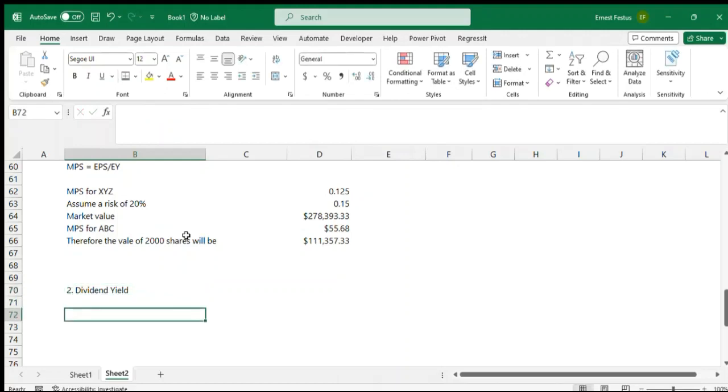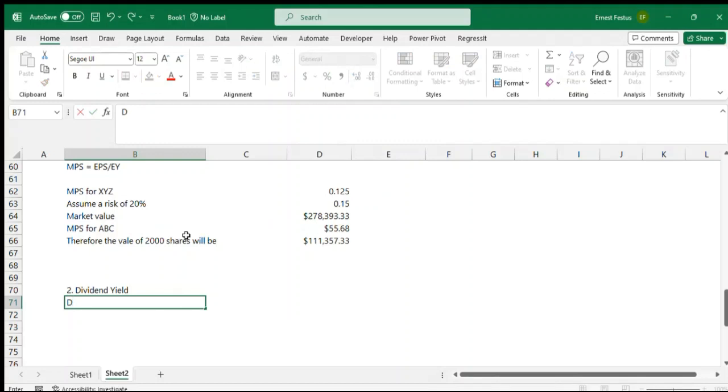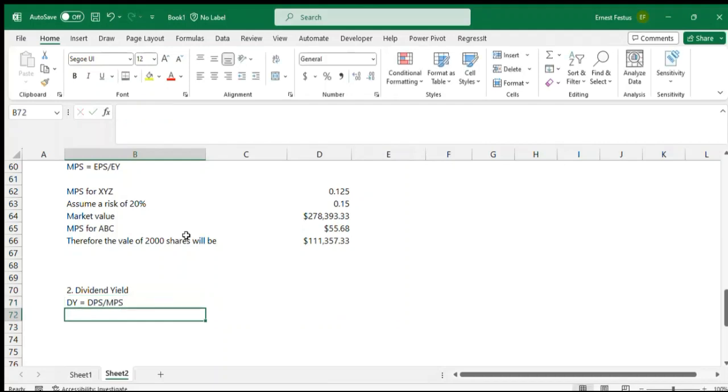The dividend yield follows the same logic as our earnings yield. So we have dividend yield, DY, equals our dividend per share divided by our market price per share. So whenever you see yield, we are talking about the market price. So that is it, and as we did for our earnings yield, the same logic applies here.